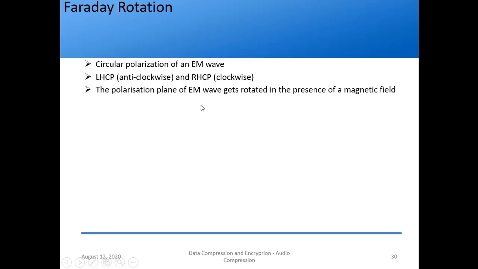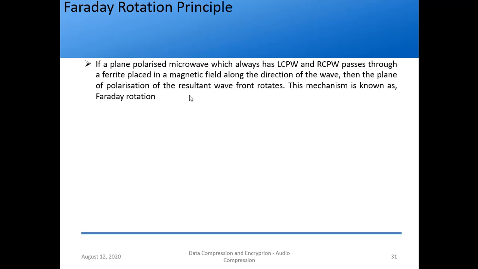The polarization plane of an EM wave gets rotated in the presence of a magnetic field. So what is this statement? We'll see. This is the principle of Faraday rotation. If a plane polarized microwave, which always has a left hand circularly polarized wave and a right hand circularly polarized wave, passes through a ferrite, a special type of material placed in a magnetic field along the direction of the wave, then the plane of polarization of the resultant wave front rotates. This mechanism is known as Faraday rotation.